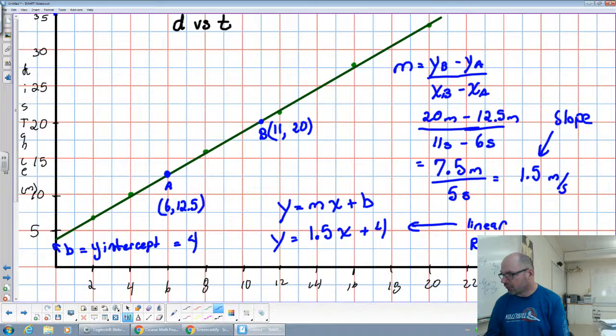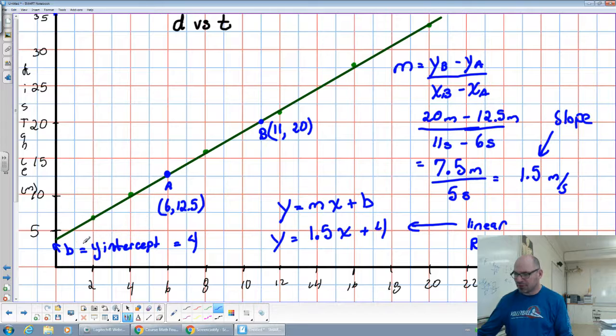I guess in this case, it's not really regressing, it's growing. But it's our line of best fit. Okay? And this is our equation. Now, that's if we can find the y-intercept and kind of identify it. If we can't find the y-intercept, there's another thing we can do.